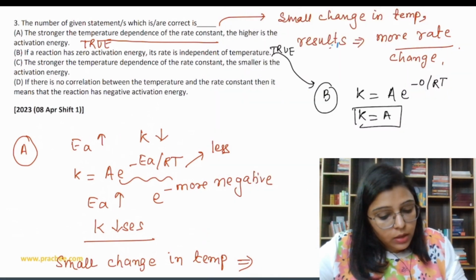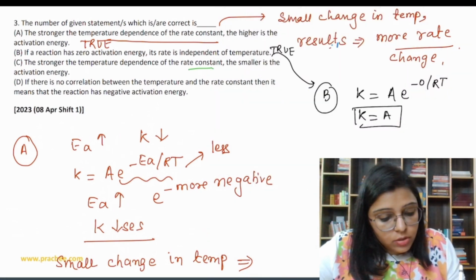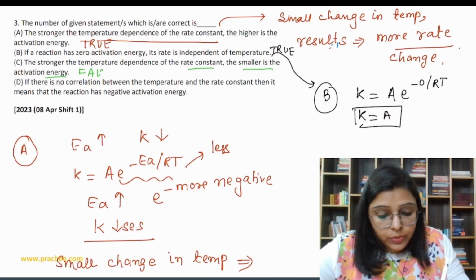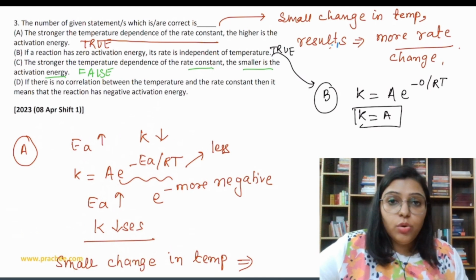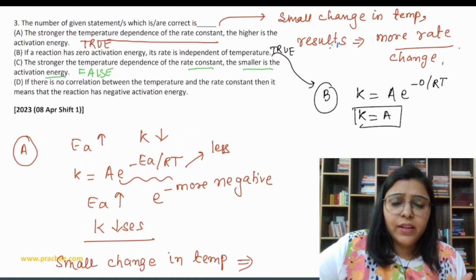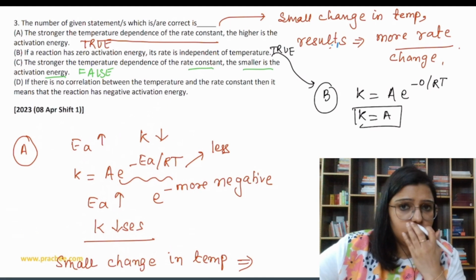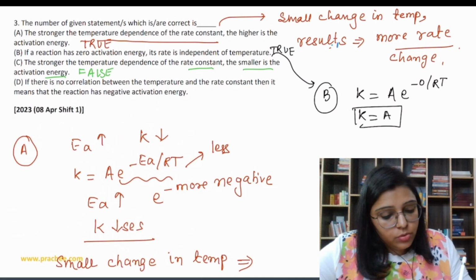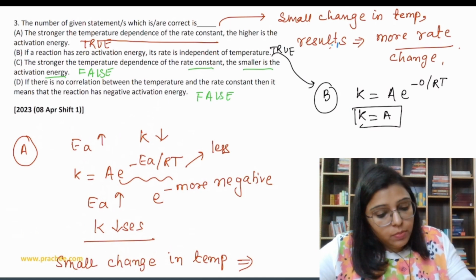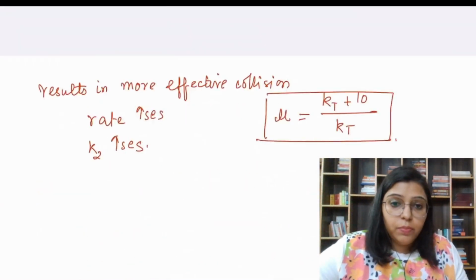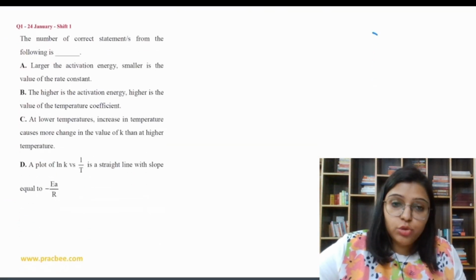Next, the stronger the temperature dependence of rate constant, smaller is the activation energy. It contradicts with the first statement. So this is false. Next, if there is no correlation between the temperature and the rate constant, meaning the rate constant is independent of temperature, then it means it has negative activation energy. No, a negative activation energy is a separate concept, right? So that cannot be true. So this is false. So the number of given statements which are correct, the answer is 2.